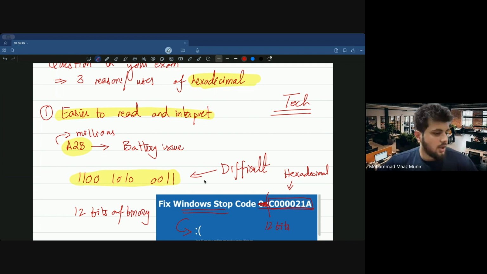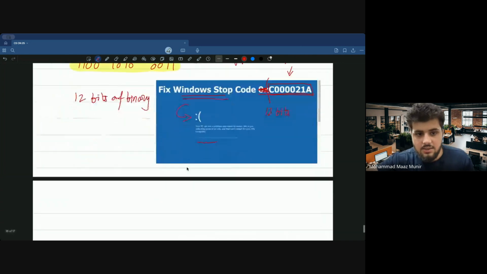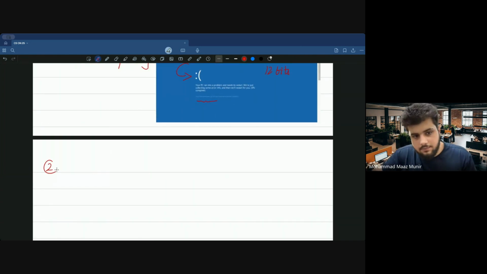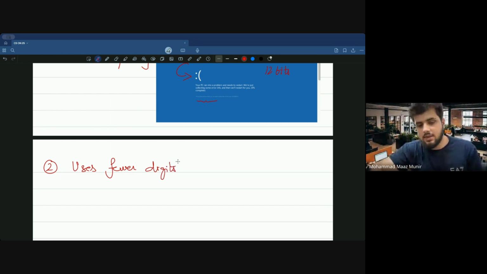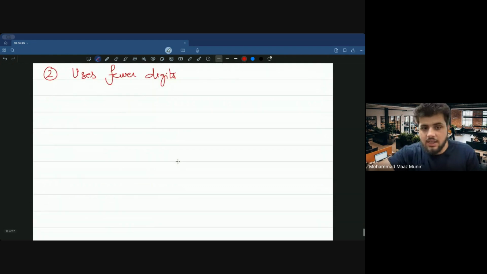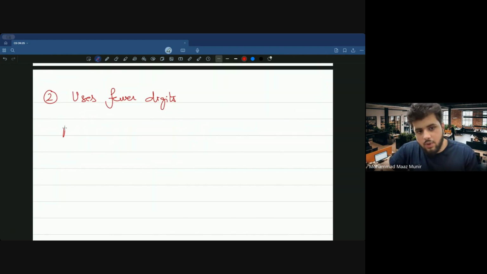The second point is that it uses fewer digits, as I mentioned earlier. A hexadecimal is only going to take something like, let me write one number, A5C. Now this is a hex. I'm going to call hexadecimal in short form hex. Hexadecimal number A5C. Let's break this down.